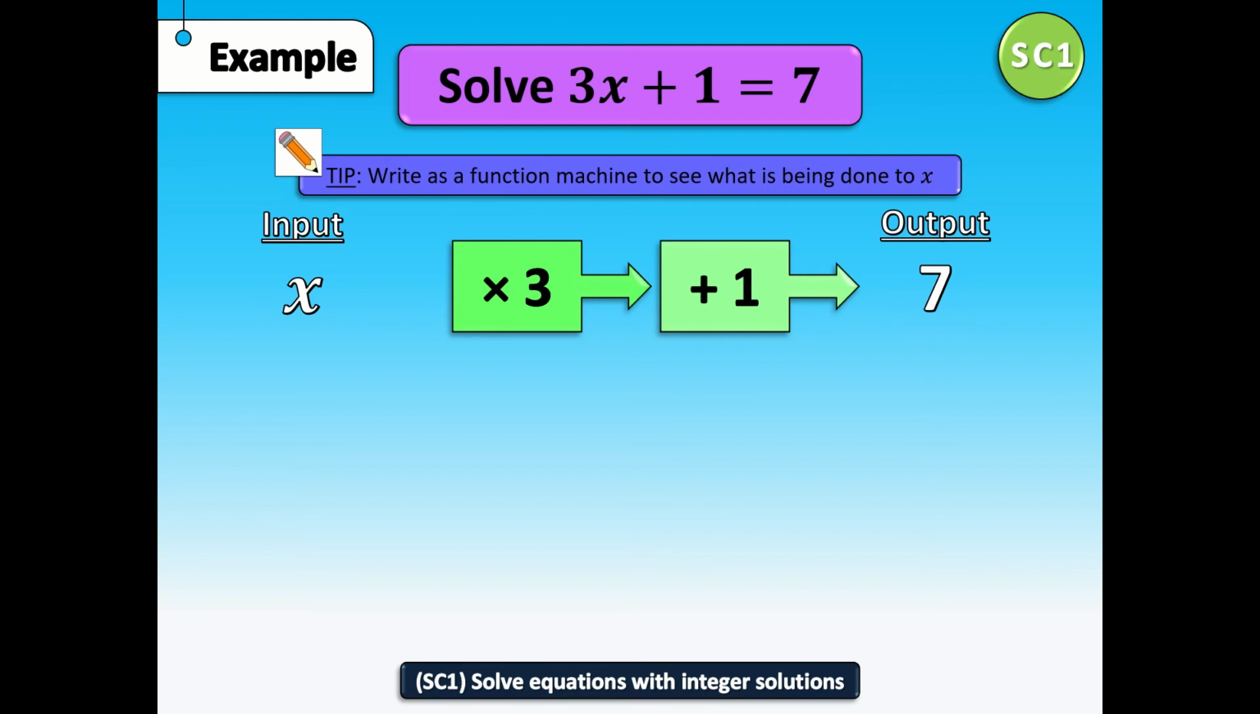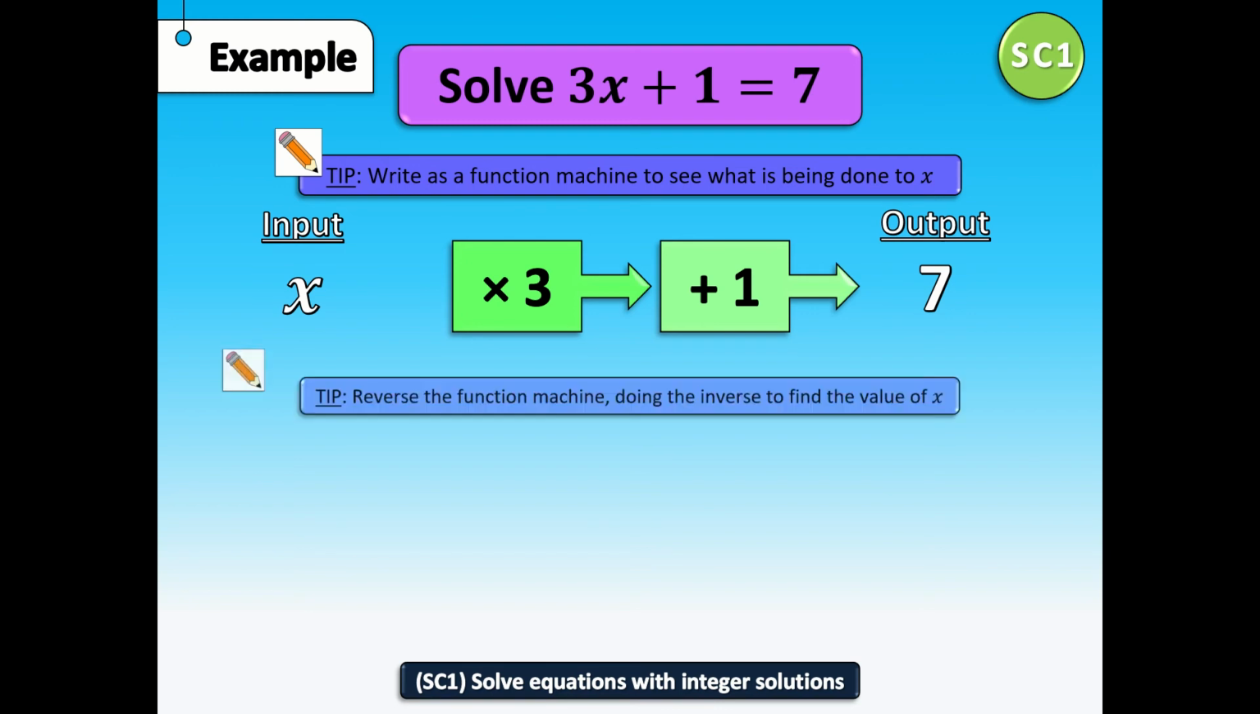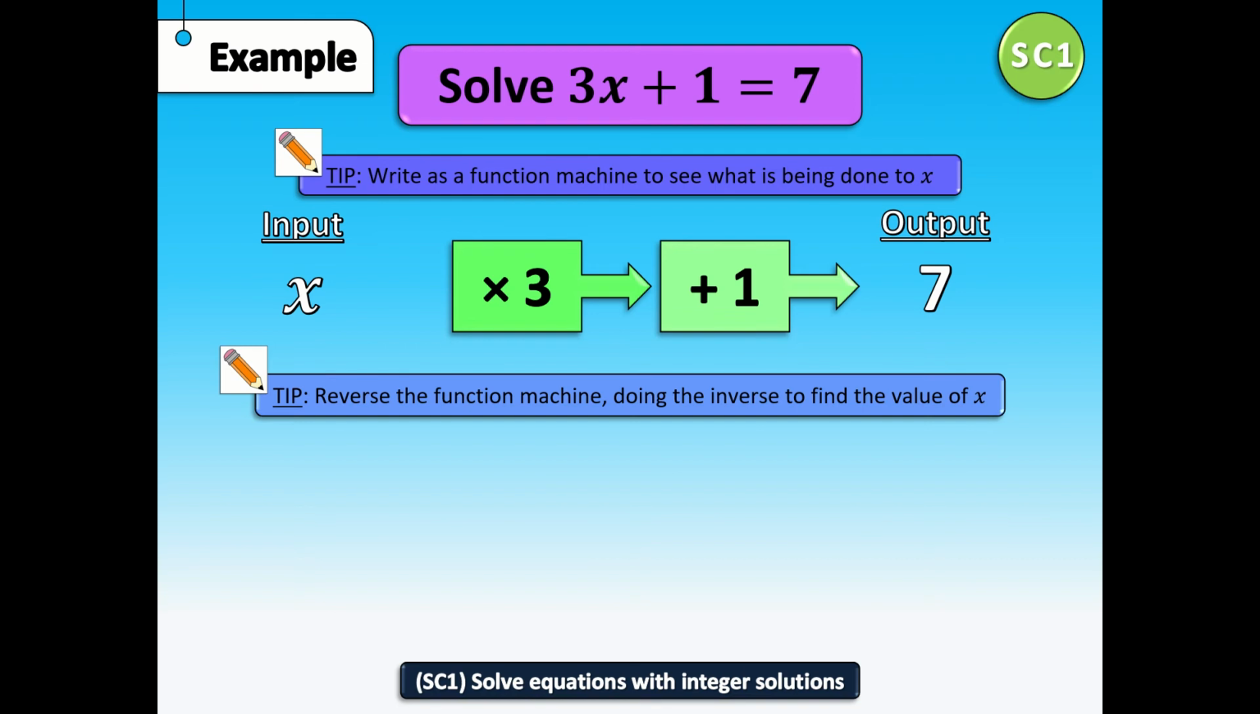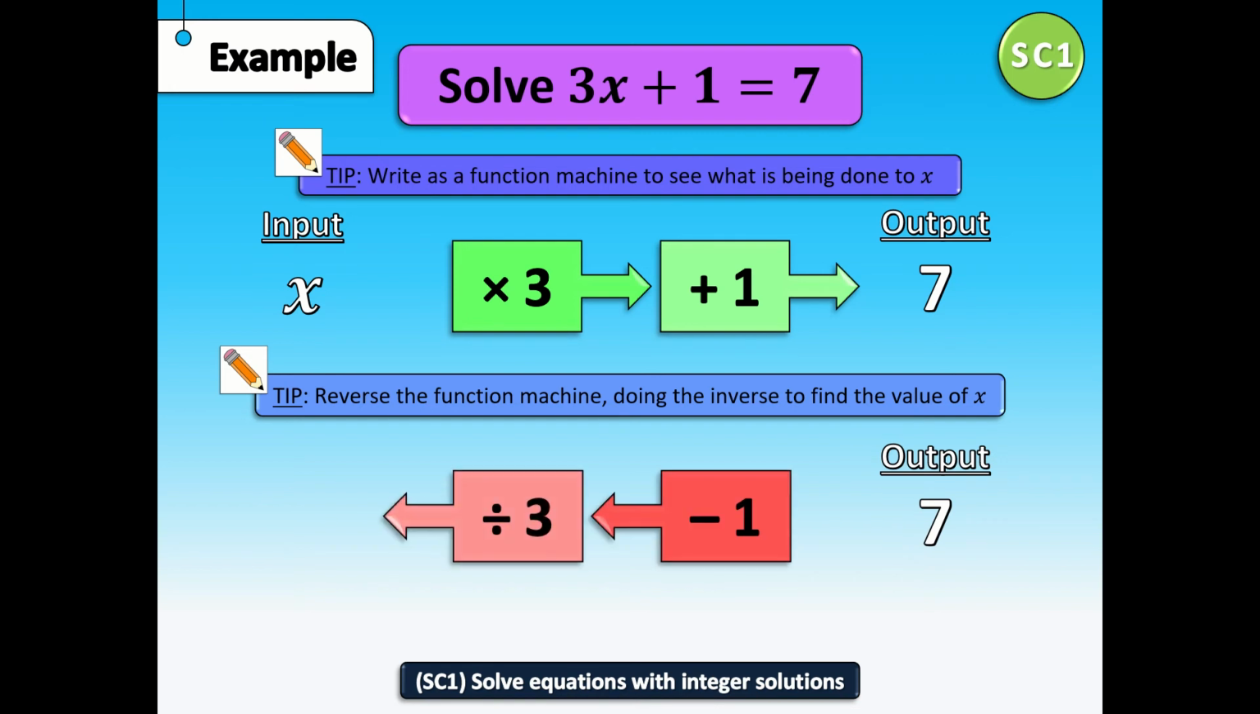So to work out what x is, we simply work backwards, doing the opposite. This is known as doing the inverse. So we start with 7. The opposite of adding 1 is taking away 1, and the opposite of timesing by 3 is dividing by 3. So 7 take away 1 is 6, and 6 divided by 3 is 2. So that means x equals 2.